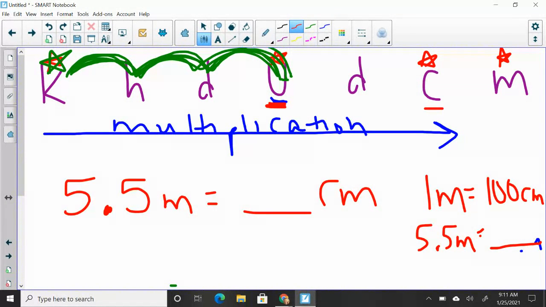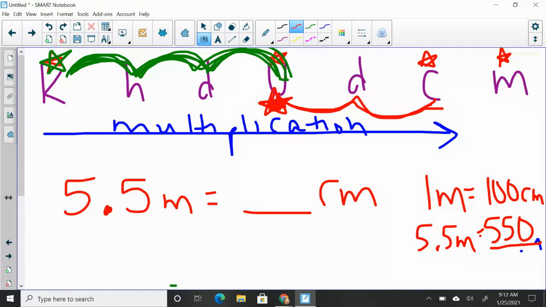If 1 is to 100, if this were just 5 whole meters, how many centimeters would that be? 5 whole meters would be how many 100 centimeters? 500, but then I have a half of another one, 550, okay? So how am I getting that? Well, I'm multiplying by 1,000. So I am starting here at my meter spot, and I am going to the right 1, 2 places, or I am multiplying by 10 by 100.